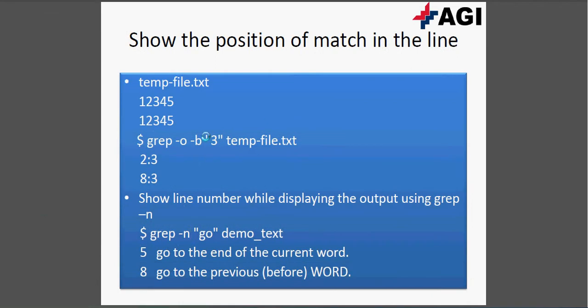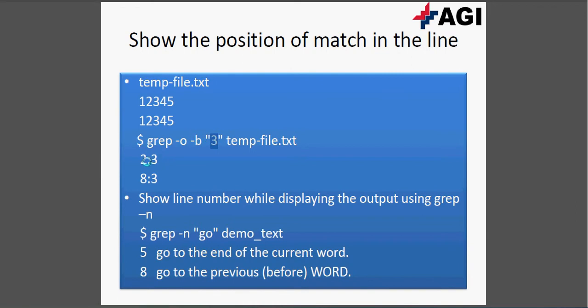And I can also use grep to find the position of the pattern in the string. So here I have an example case where I have a file named tempfile.txt which has a series of numbers from 1 to 5 in 2 lines. So I would like to know what is the position of the integer 3 in that file. So I use the options -o and -b.